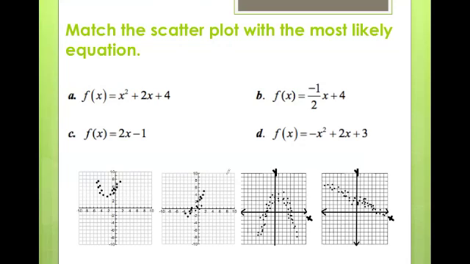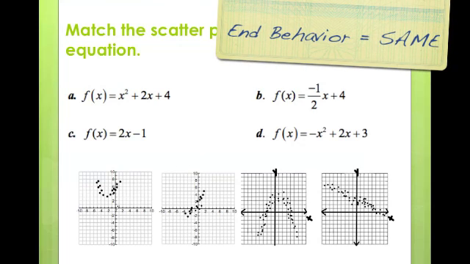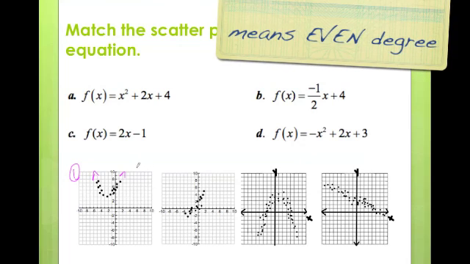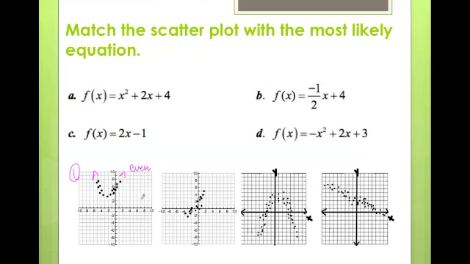Okay, so just a little glimpse at scatter plots and the most likely equation that would go with these. So just look at these individually. If you look at the first one, number 1, I'm seeing that my end behaviors go up, up, and it's sort of U-shaped. So that makes me know that this is going to be an even degreed polynomial with a lead coefficient that's positive. And when I look at my choices, A would be the best choice because it is even degreed and it has a lead coefficient that's positive.